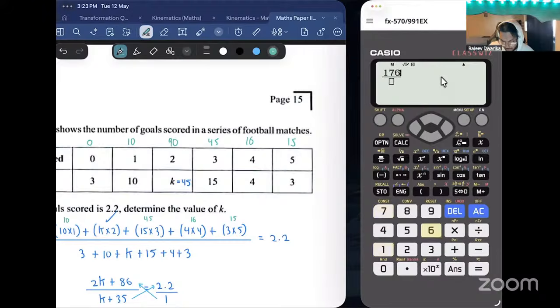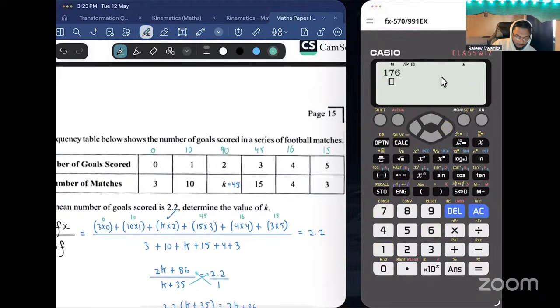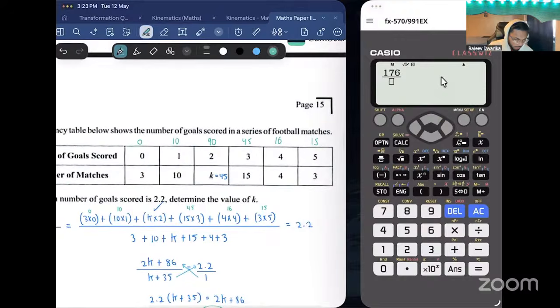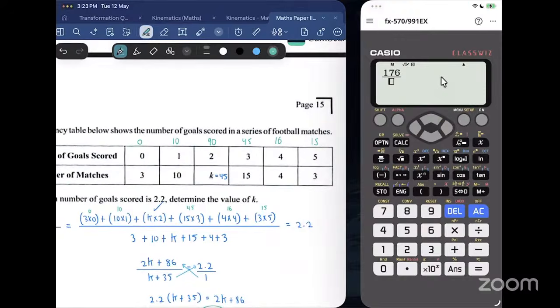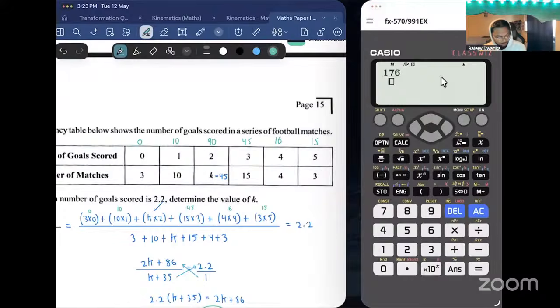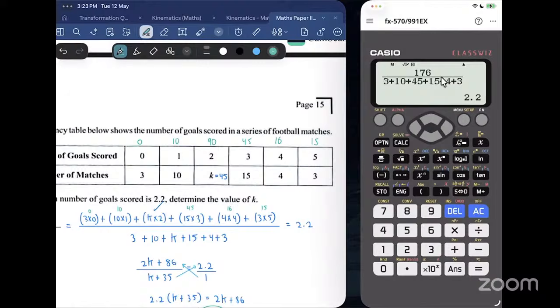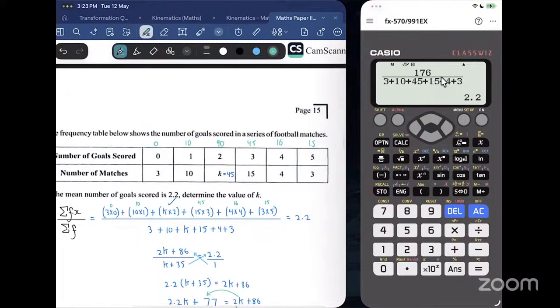176. And what was the total number of matches? So 3 plus 10 plus the 45 plus the 15 plus the 4 plus the 3. Bam. And let's see, look at that, we're getting back to 176, the total number of matches played.